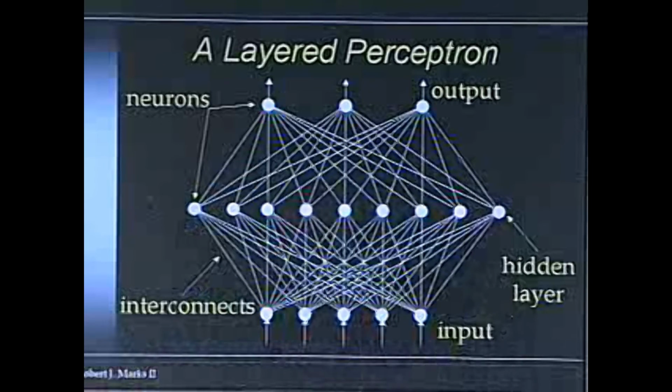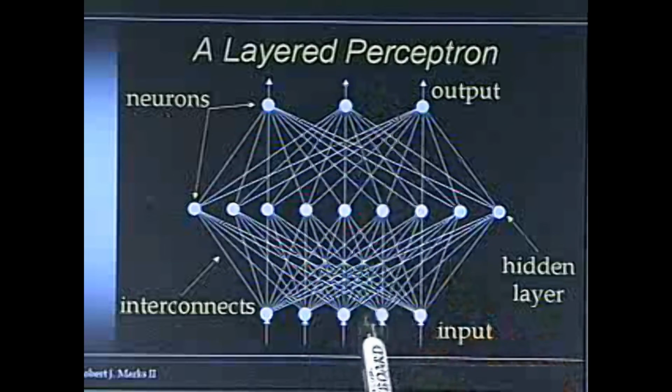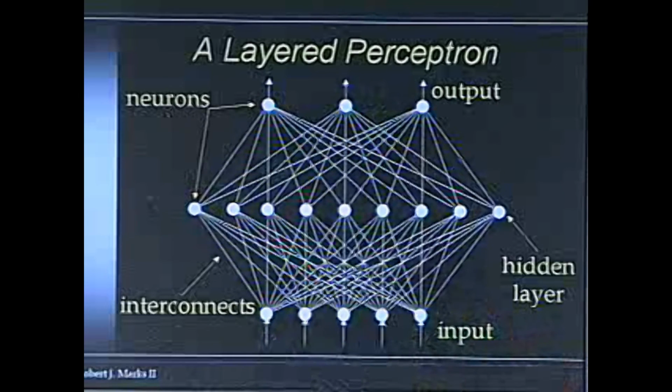In fact, they're referred to as hidden layers because they are not directly associated with an output response, nor are they directly associated with an input stimulus. Rather, they are associated with something which is happening in the middle.